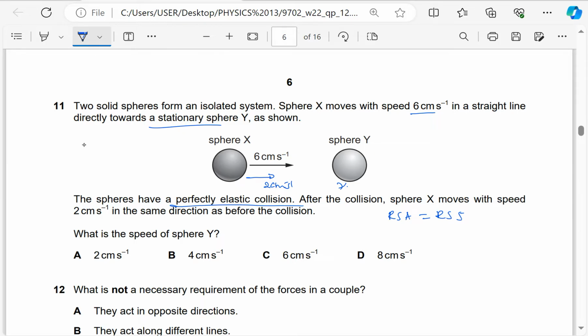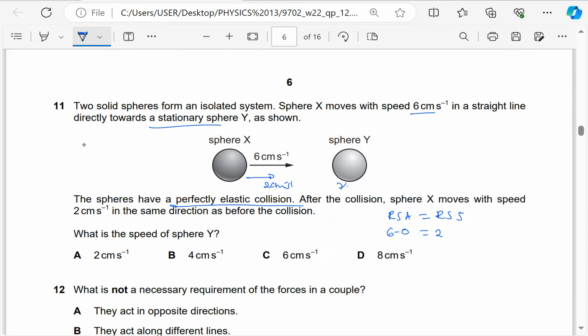So before collision, approach is 6 minus 0. After collision, separation is going to be 2. We are taking speeds to the right hand side positive, speeds to the left hand side negative.